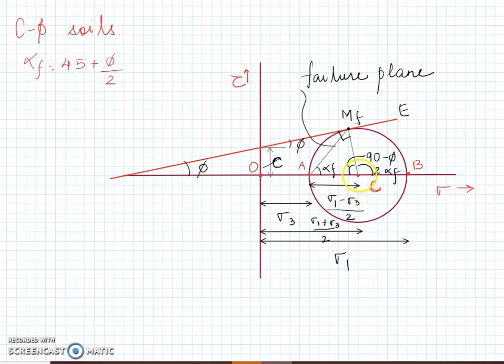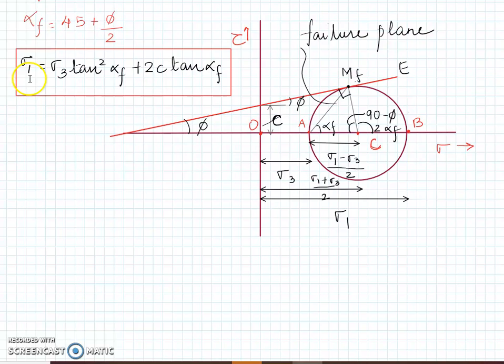The distance of this C from the origin is given by sigma 1 plus sigma 3 by 2. This is for all the types of soil. Okay, this is nothing new. The radius, sigma 1 minus sigma 3 by 2, is nothing new. This is common for all the Mohr circles, irrespective of the type of soil. Right? So from this particular figure, you can derive the other relationships.